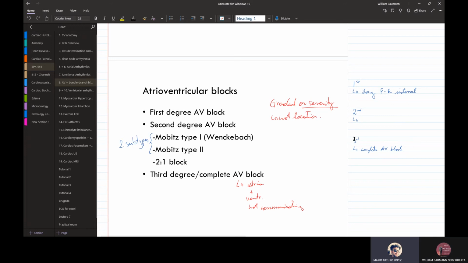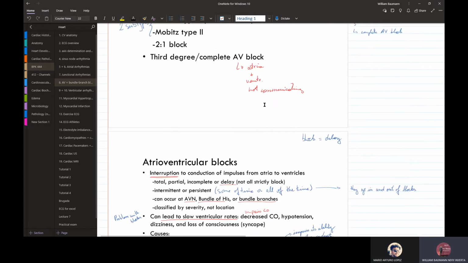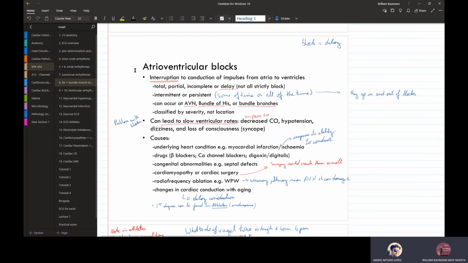Well, wait. Let's start from the top. What is a block? What do you mean by that? Do you mean that the electrical current doesn't pass? Yes, exactly. Now it doesn't pass because of a physiological situation or an anatomical situation. That's a good point. Let's look and we'll see. All right? So atrioventricular blocks. A block, it's a delay. So with that in mind, do we have an answer to your question?